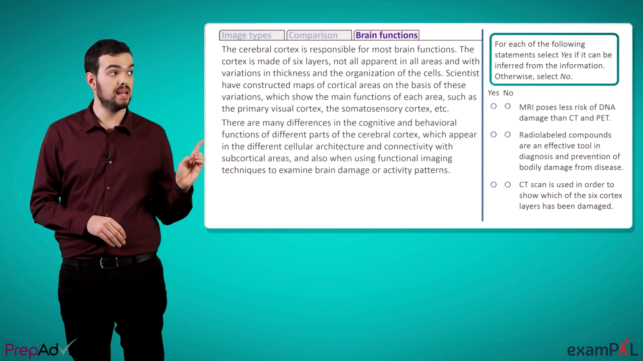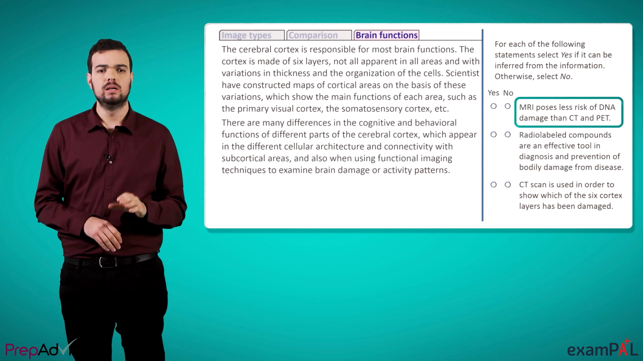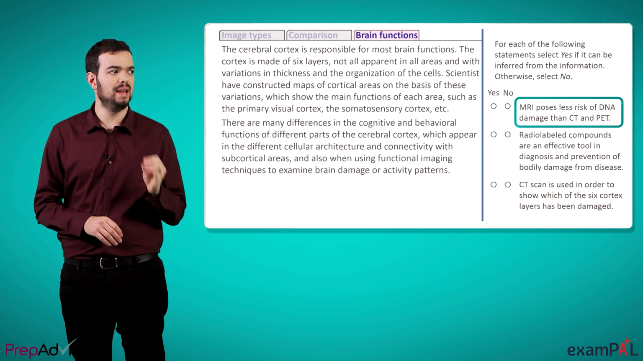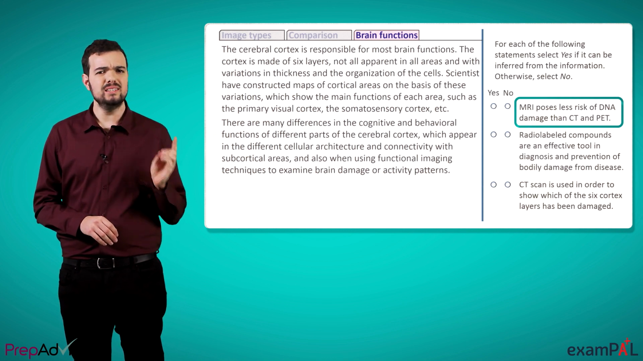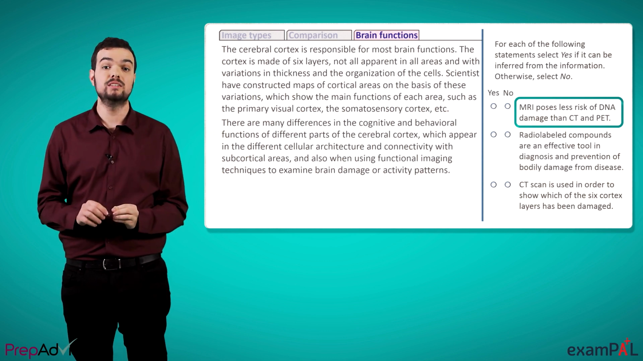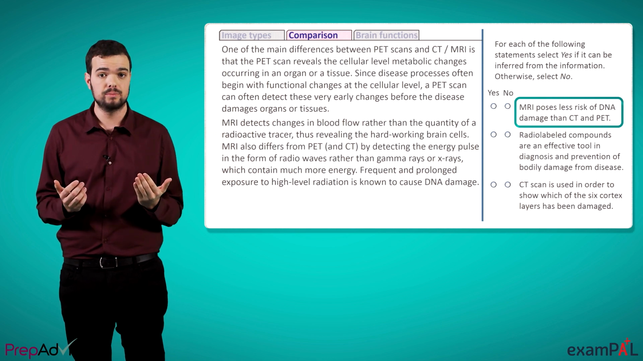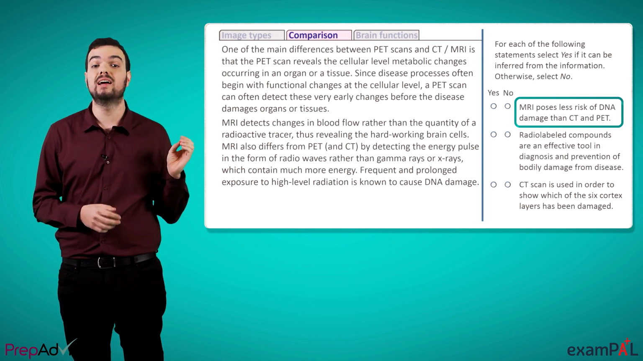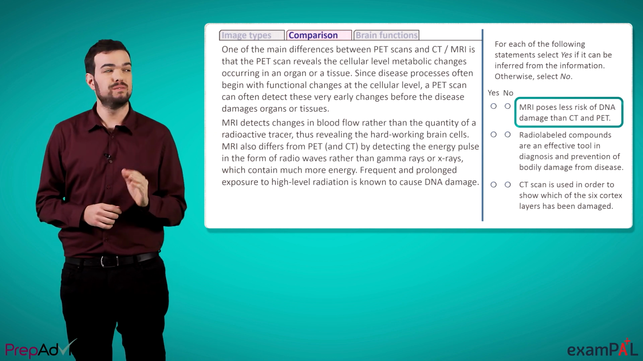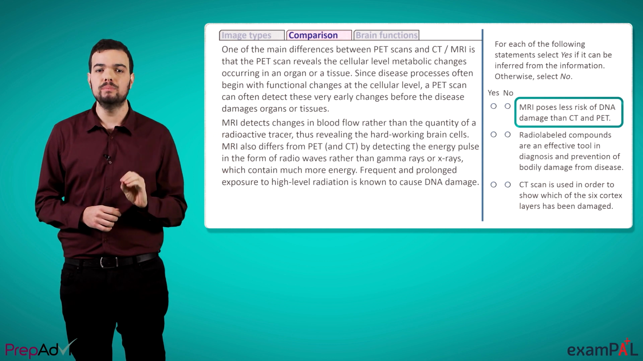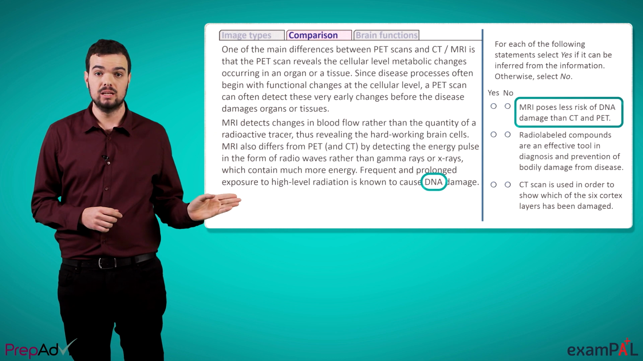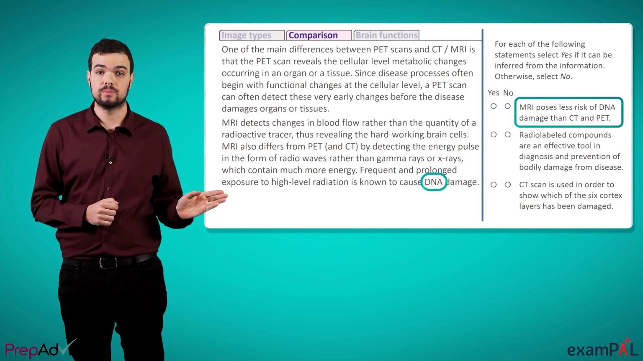So, here for example, the first statement reads, MRI poses less risk of DNA damage than CT or PET. Now, this is asking us to compare between the different techniques, which should immediately send us to the second tab, comparison. Looking at this tab, we find 2 paragraphs. Still a lot of text. We are best off scanning this passage for something relevant to the statement. There it is at the very end, DNA. Our answer will be here.